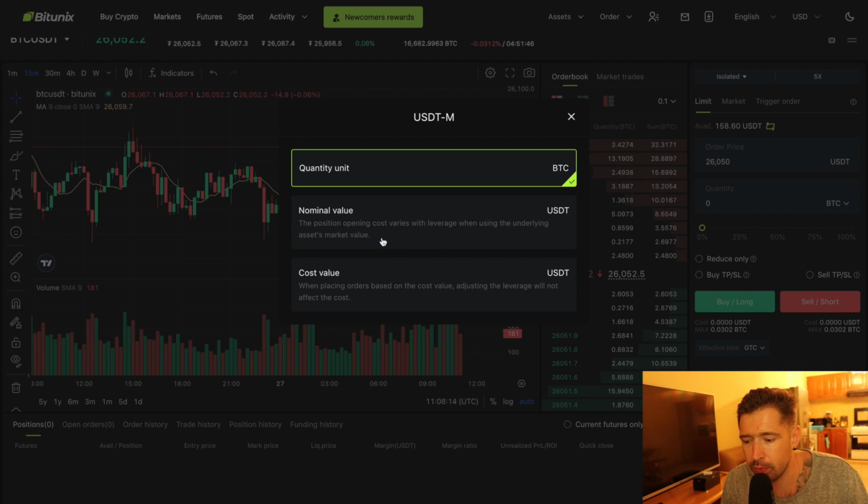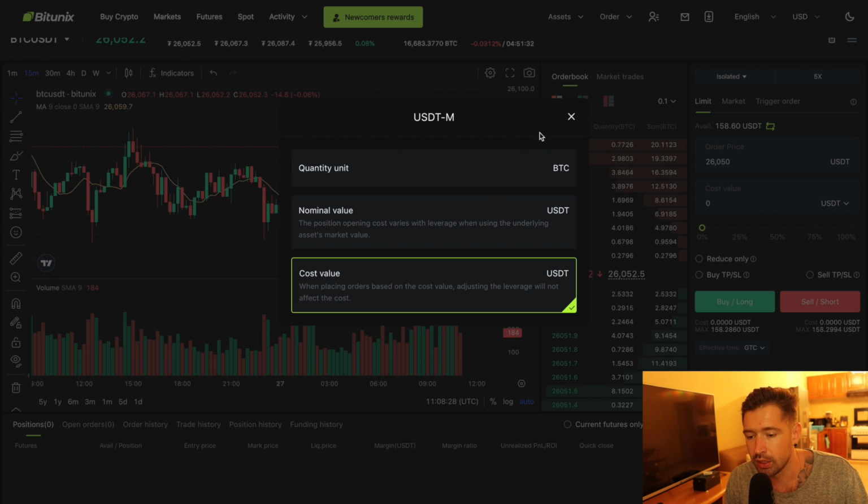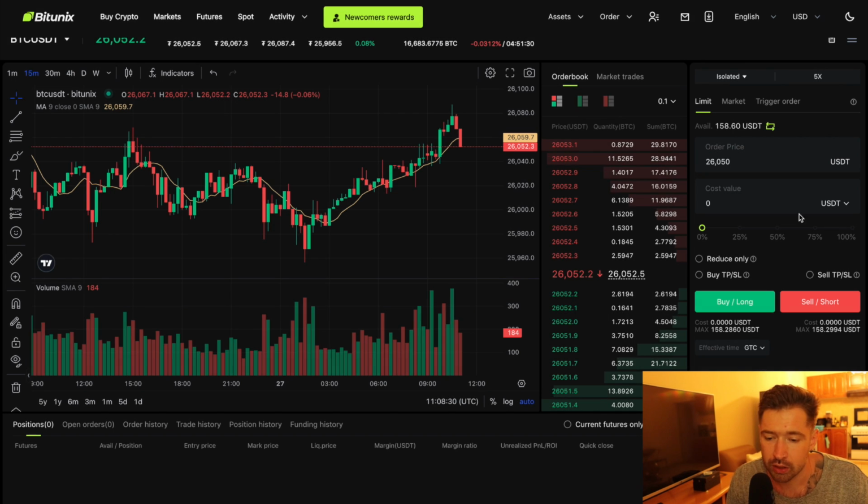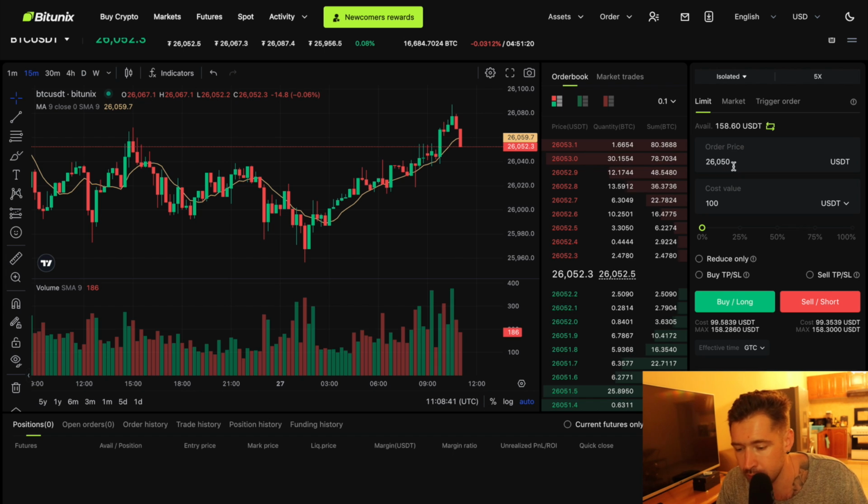So the position opening cost varies with leverage when using the underlying asset's market value, and then you have cost value when placing orders based on the cost value. Adjusting the leverage will not affect the cost. So we are going to click cost. We're going to set it at cost value, and we're going to close it here. So we're going to use that $100 for this limit order. So our limit order would kick in at 26,050. Currently price is at 26,052.